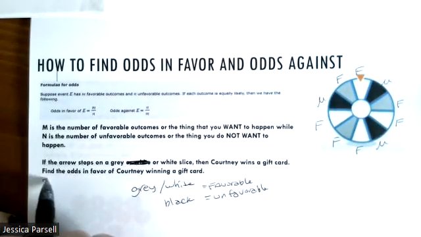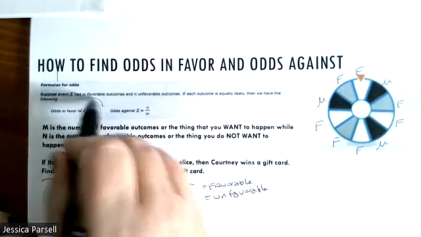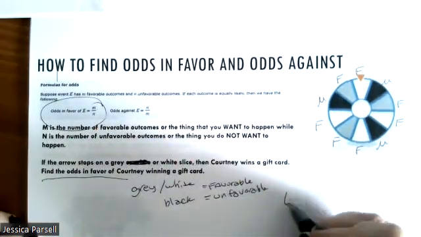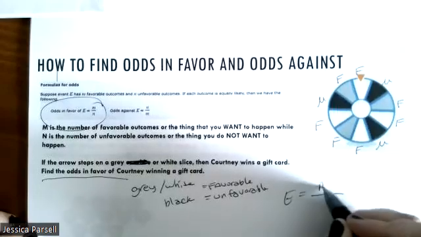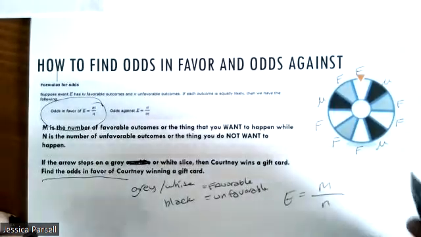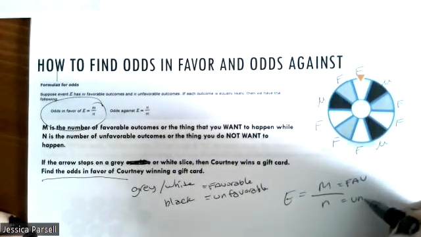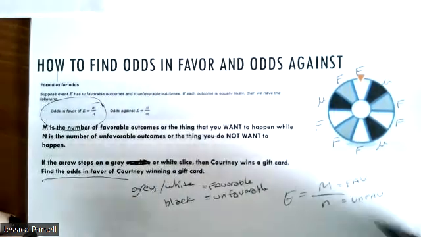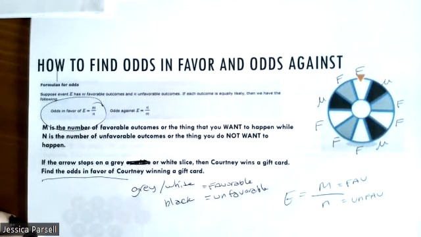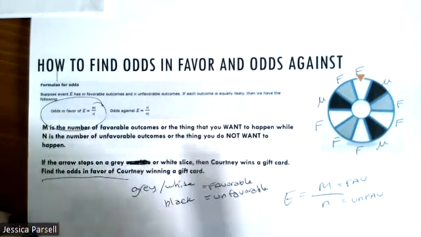Okay, so let's break our formula out. Now we're doing find odds in favor. So we want to use this formula. So E is going to be equal to M over N. Remember, M is favorable and N is unfavorable. And it's just the reverse or just the opposite when you find odds against. See how that flips like that?